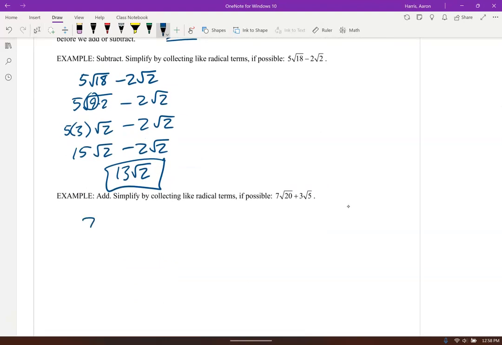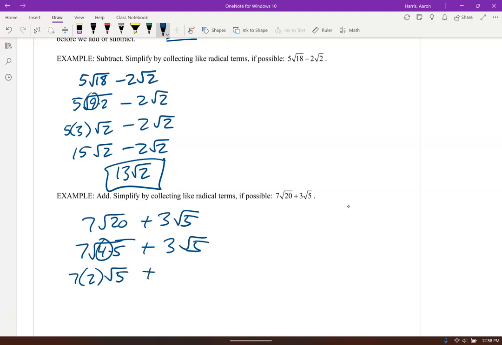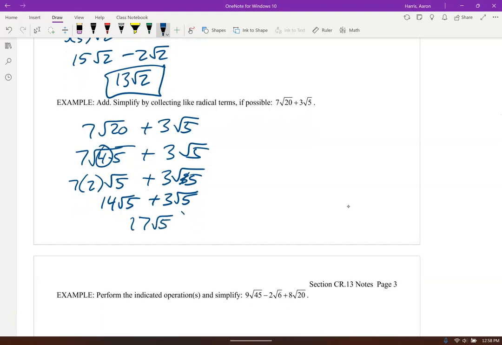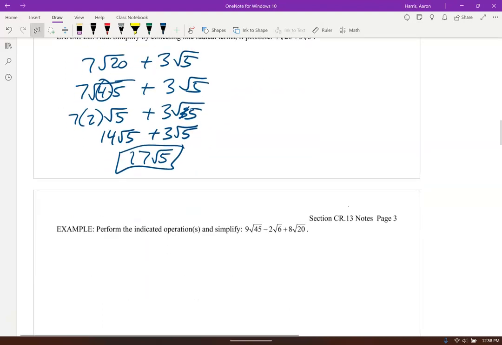Let's keep going here. Square root of 20. Well, 20 is 4 and 5. And I know the square root of 4 is 2, so a 2 comes out. So I have 14 root 5 plus a 3 root 5, which is 17 root 5. Those are like radicals.